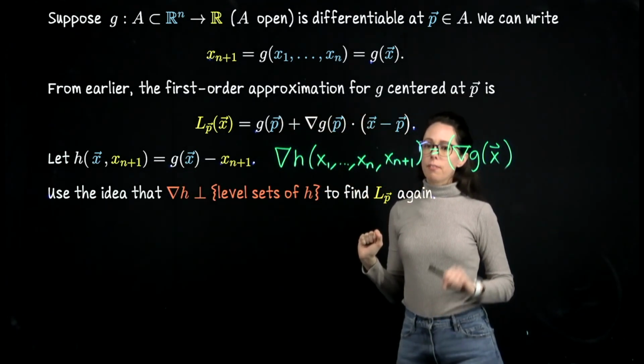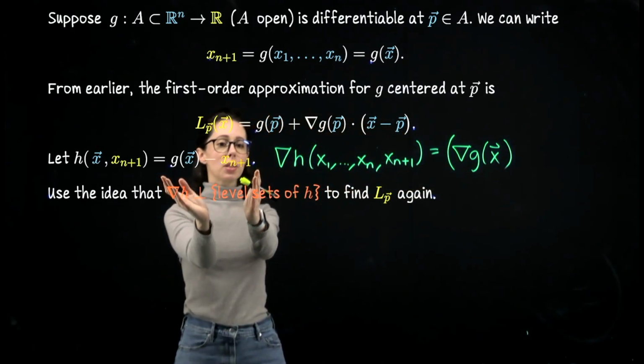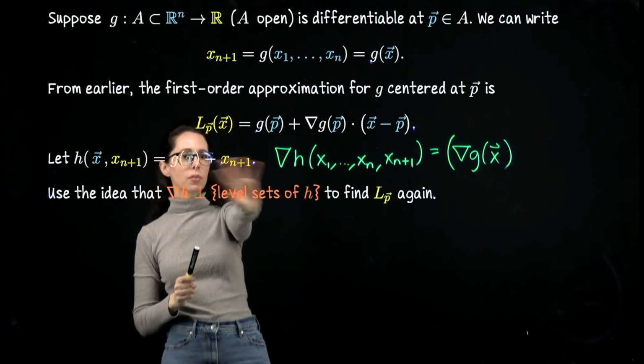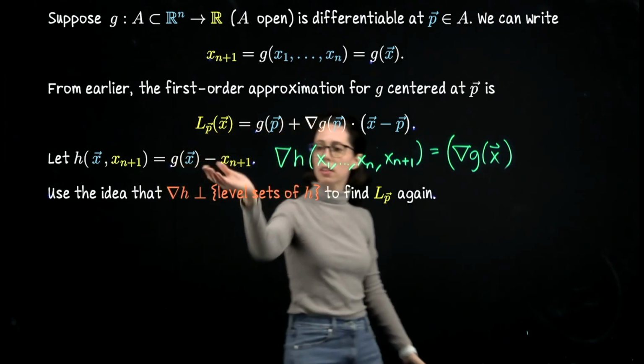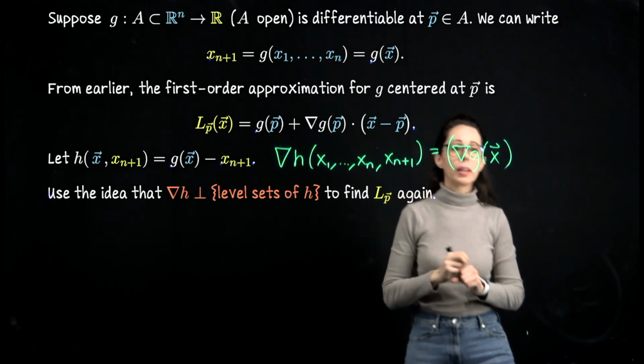What about the final coordinate for the gradient of h? It's going to be the derivative of this expression with respect to x_{n+1}. That's coming just from this last piece right here. So the derivative of this right-hand side with respect to x_{n+1} is just going to be negative 1.